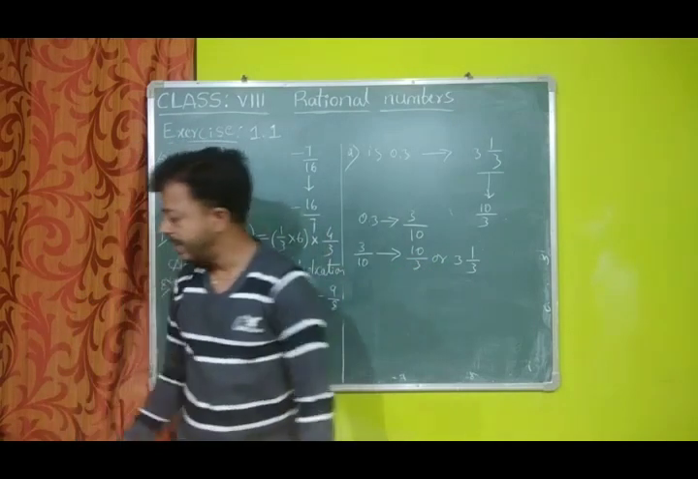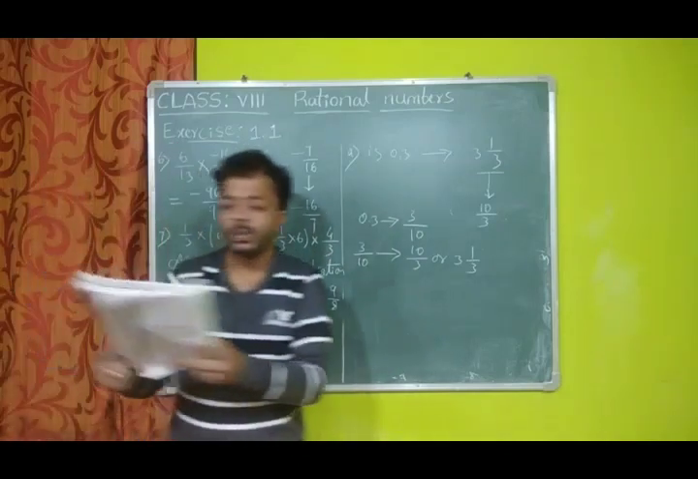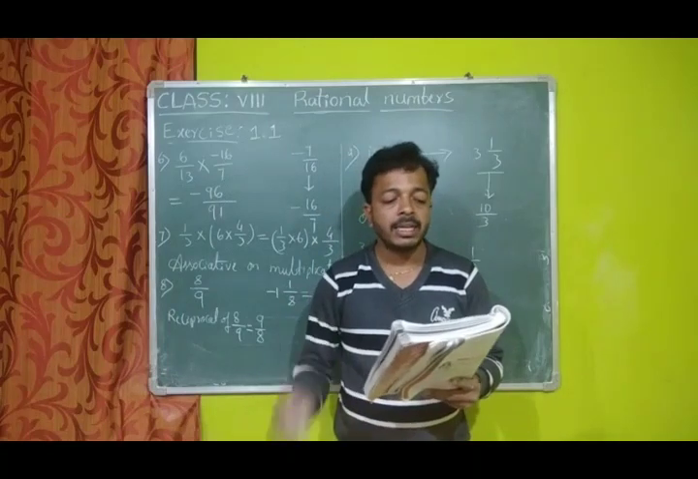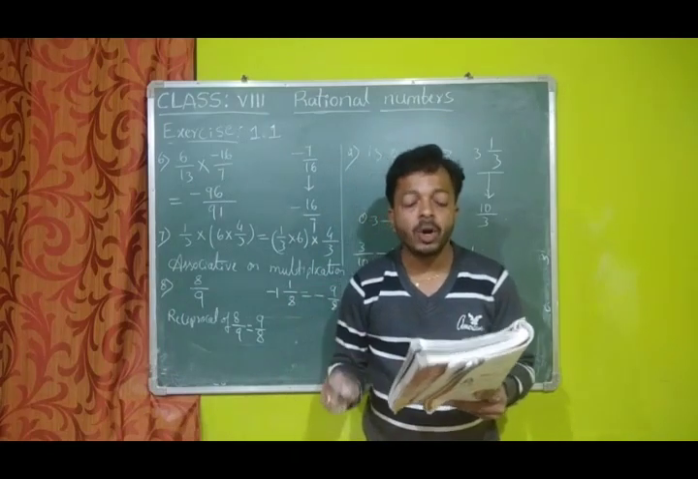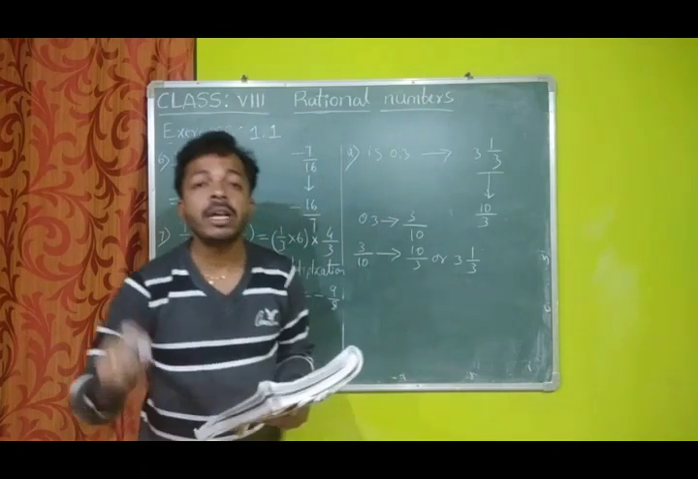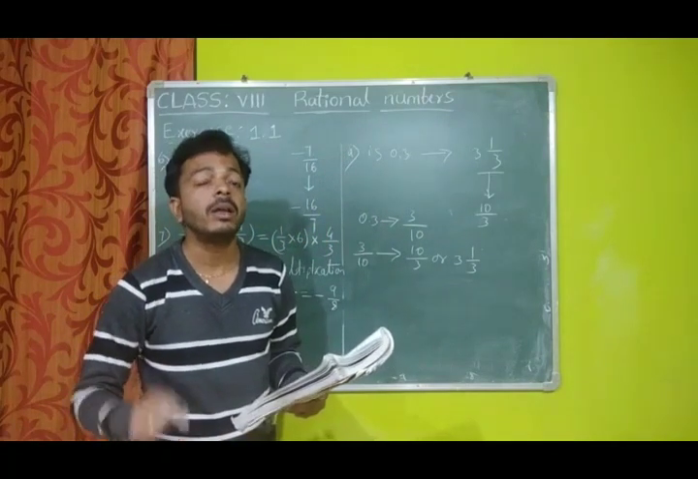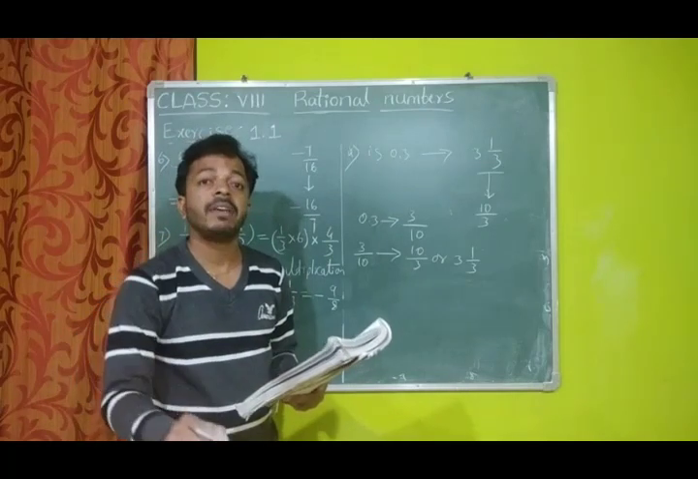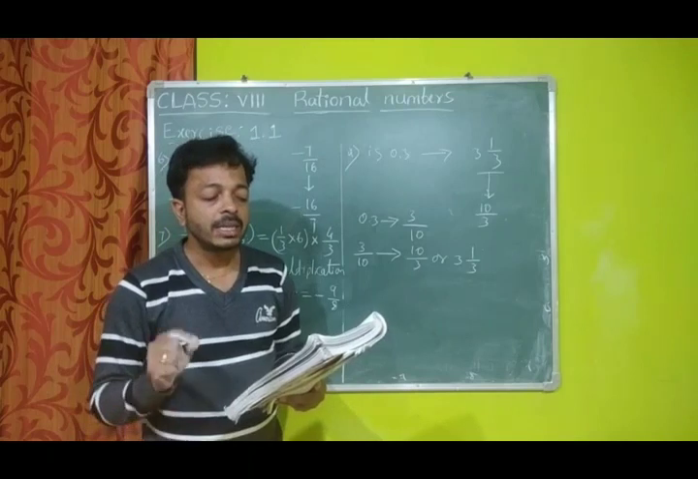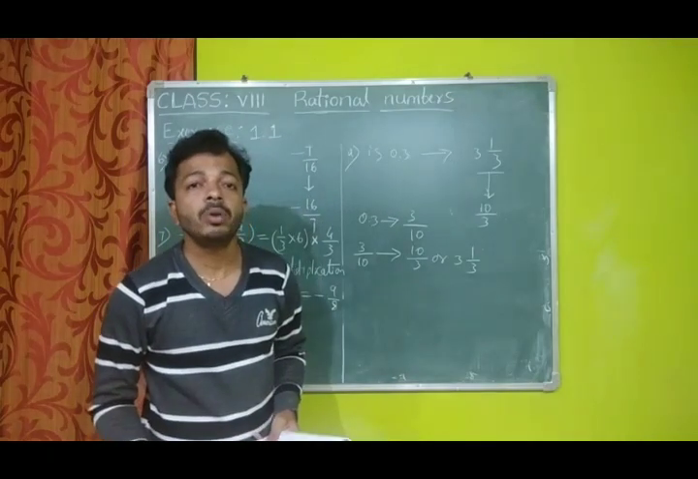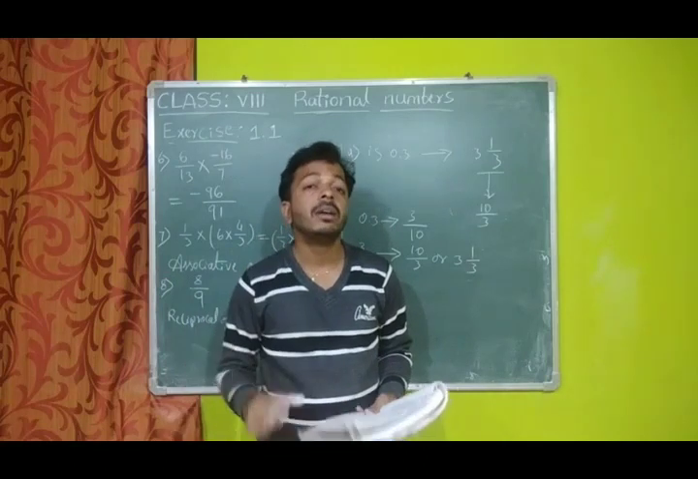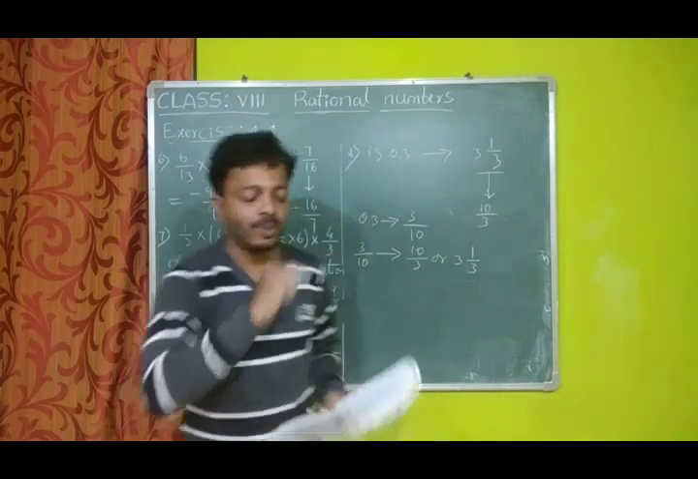So this one is the 9th one, and the 10th and 11th ones are fill in the blanks. Write first: the rational number that does not have a reciprocal. Which number? 0. 0 does not have any reciprocal at all. Second one: the rational numbers that are equal to their reciprocal. Already I told you, the reciprocal of 1 is 1 only. The reciprocal of minus 1 is minus 1.